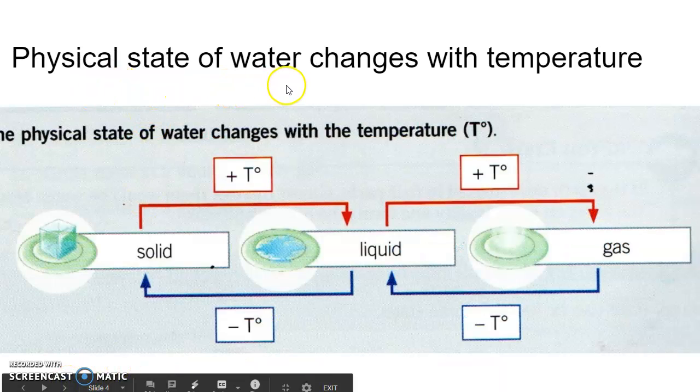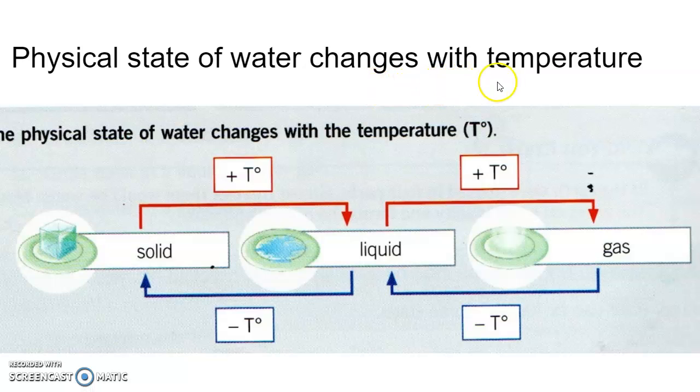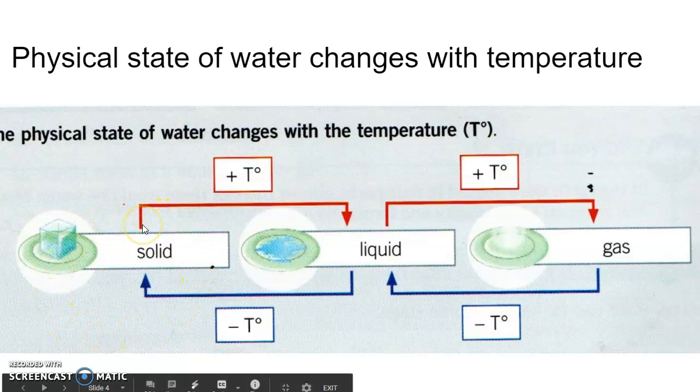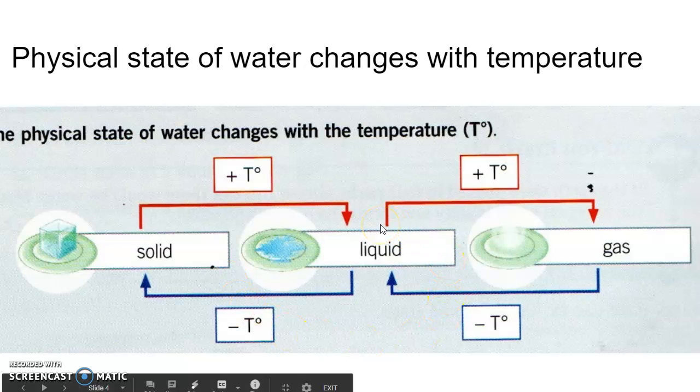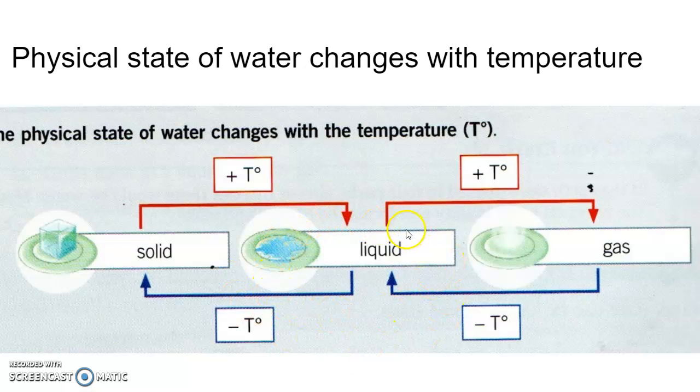Physical state of water changes with temperature. In its solid state, when it is exposed to increasing temperature or hot, it changes to liquid. And liquid exposed to increasing temperature or hot changes to gas.